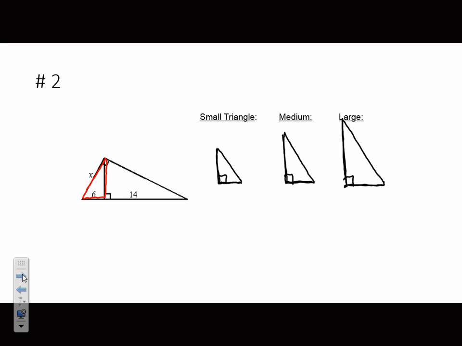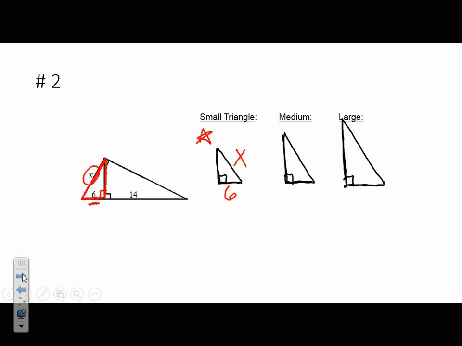Now I'm just going to look at each of my triangles. Right now, here's my small triangle in red. I'm going to transfer everything I know about this triangle on to my picture that I just drew. So I know right here this 6 is my small leg, so I'm going to put that in there. And I also have X, which is across from my right angle, so that's my hypotenuse. So I'm going to plug that in there for me.